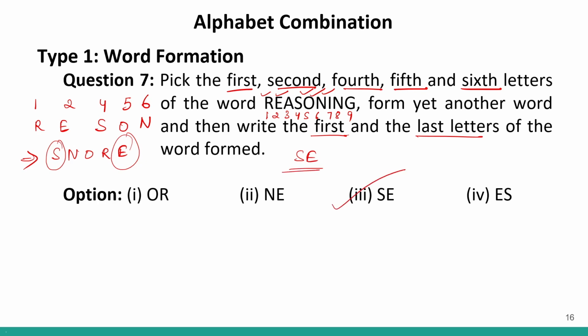Do not mark E and S, because E is the last letter and S is the first letter. So pay attention. First we have to write the first and then we have to write the last. So it should be in the same sequence. First letter is S, last letter is E. So answer will be option number 3. S-E, right? Okay.